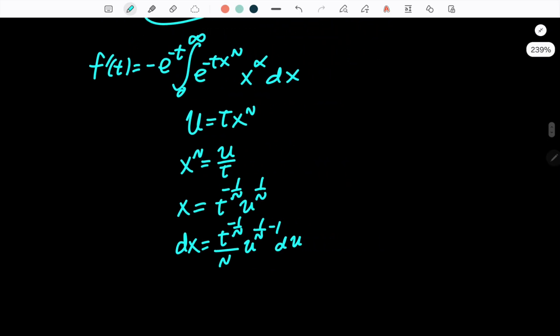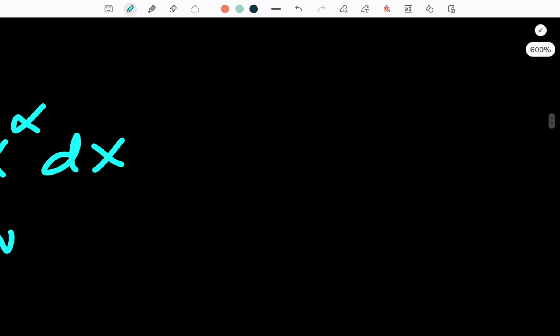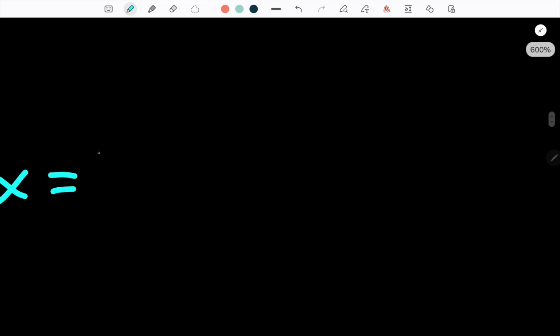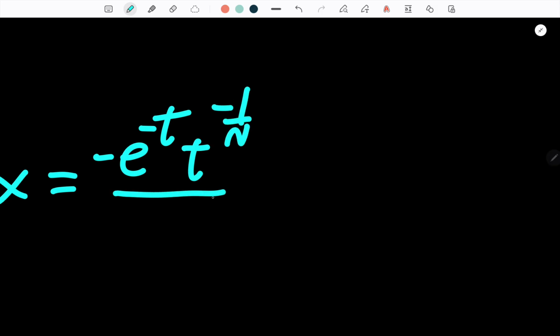Now, as for our limits, we have when x goes to infinity. Now, like I said before, n is greater than 0. This means that u will also go to infinity. And as x goes to 0, u will also go to 0. Okay. So, this means that f prime of t is going to be negative e to the negative t times t to the negative 1 over n divided by n.